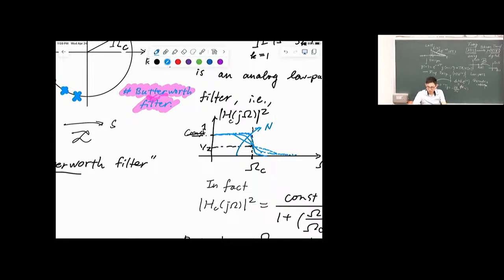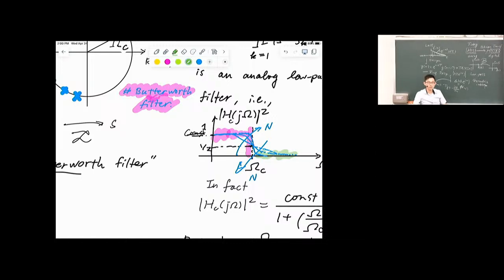When n increases, we make a faster transition from the pass band. This is our pass band, right? We make a faster transition from pass band to stop band. Ideally, we want the pass band to all have gain 1 and the stop band to all have gain 0. But we know that, engineering-wise, that can never be achieved, right?